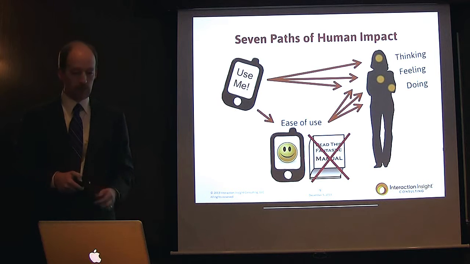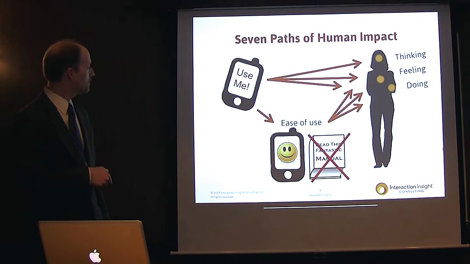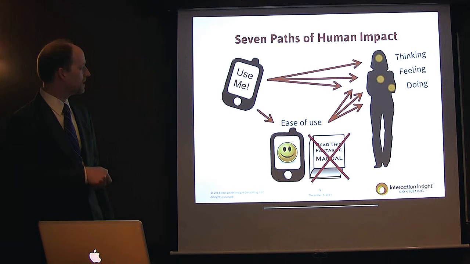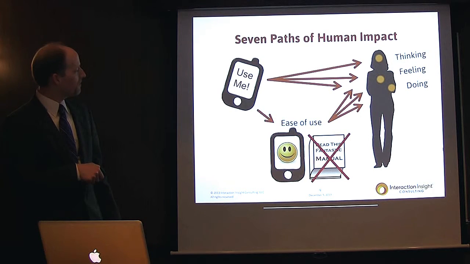impact. So you first have this path to ease of use, which was the first one that I mentioned, and first became obvious because we wanted to get rid of the fantastic manual. But then you have, and make it user-friendly. But you then have secondary impact of ease of use on thinking, feeling, and doing.